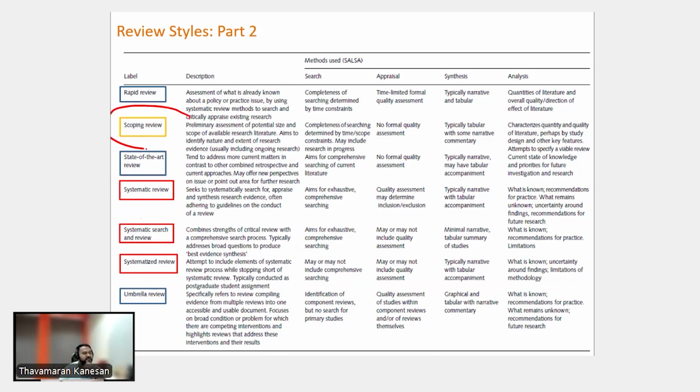Now, the final bit is scoping review. Scoping review only has one type. Just focus on scoping review. That's it. Okay. Scoping review and systematic review. What are the differences? That is something I will teach you when we go down the slides.